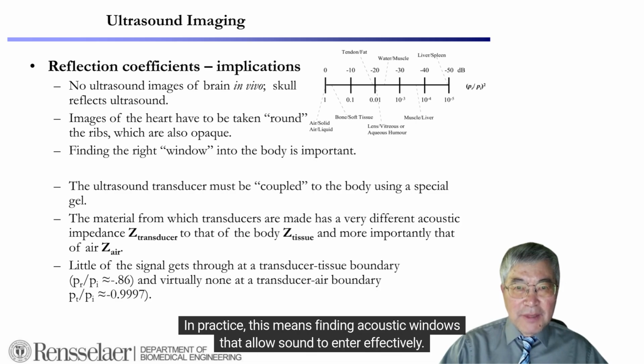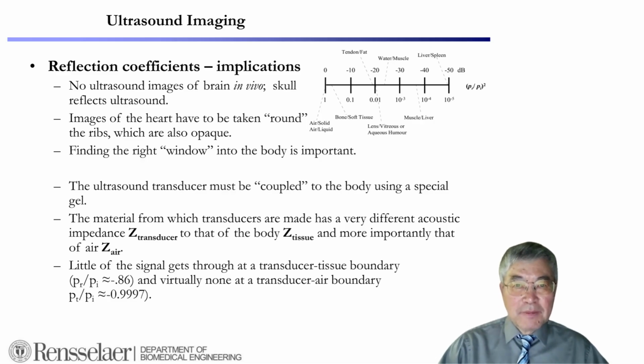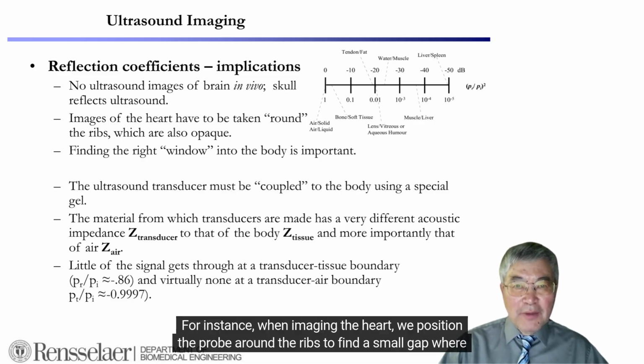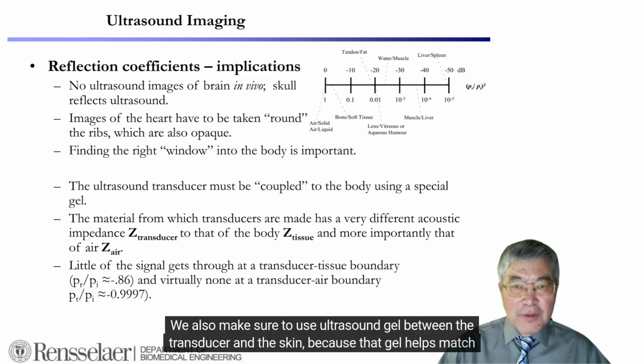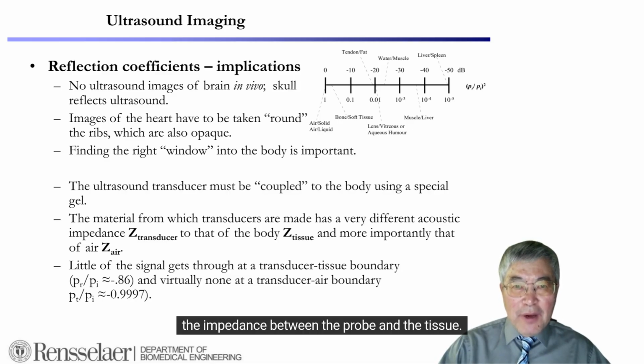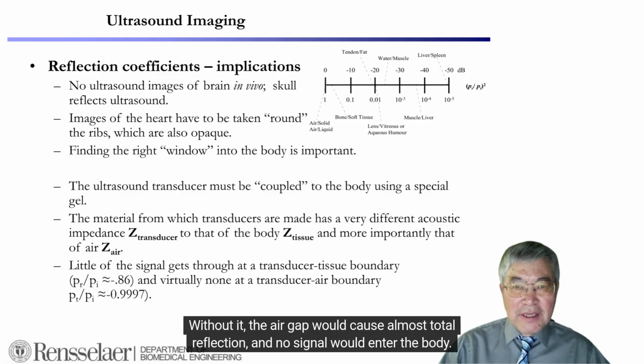In practice, this means finding acoustic windows that allow sound to enter effectively. For instance, when imaging the heart, we position the probe around the ribs to find a small gap where the sound can pass through. We also make sure to use ultrasound gel between the transducer and the skin because that gel helps match the impedance between the probe and the tissue. Without it, the air gap would cause almost total reflection and no signal would enter the body.